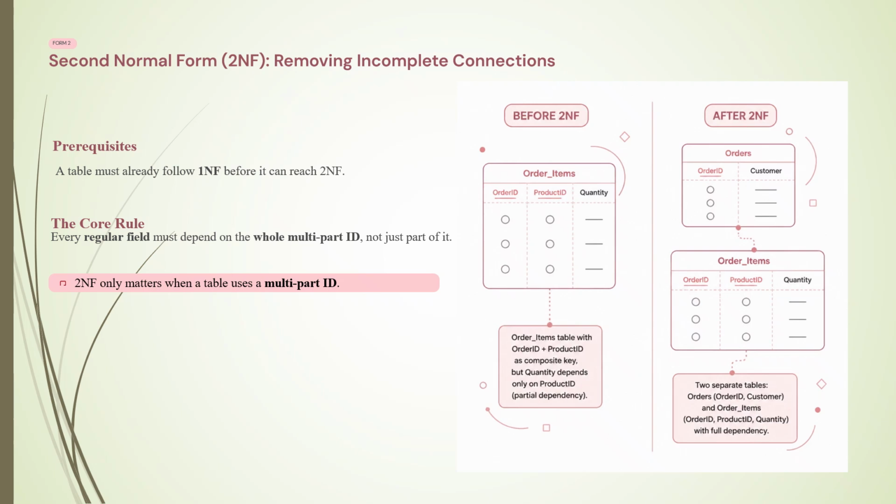The student name depends only on student ID. The course name depends only on course ID. These are partial dependencies. The solution is to split this table into three tables, for example, students, courses, and enrollment. Now, every attribute depends on the complete primary key. This eliminates partial dependency and thereby achieves second normal form. Benefits of second normal form are that it eliminates redundancy, reduces update anomalies, and improves organization.